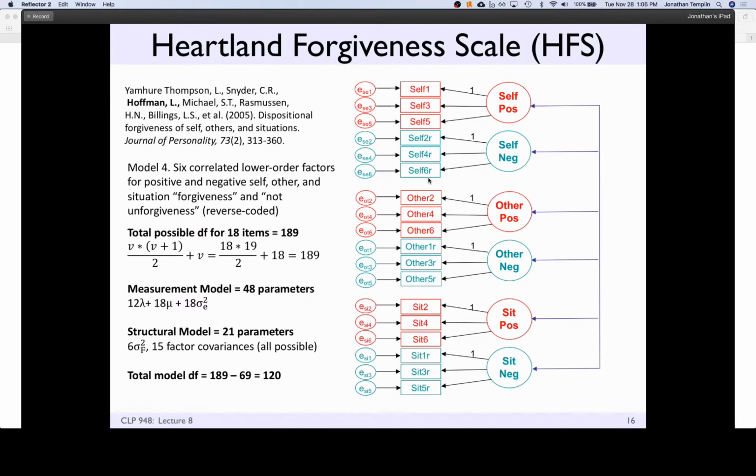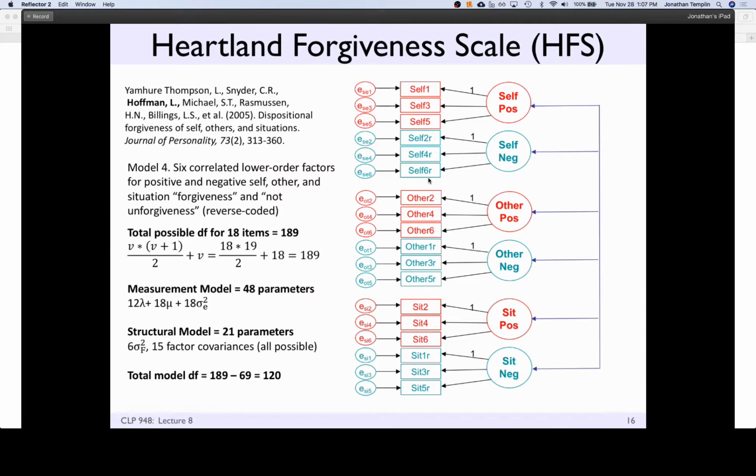And then there's the Heartland Forgiveness Scale, which Lisa was part of with Rick Snyder and Laura Thompson way back over a decade ago. God, we're getting old. This is happening.